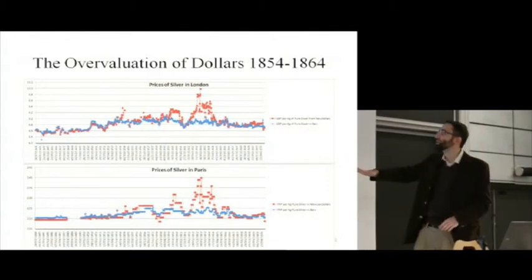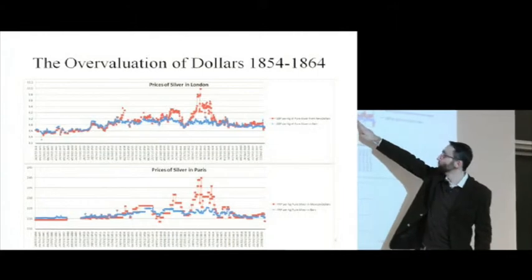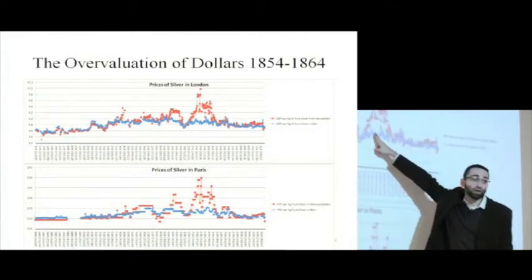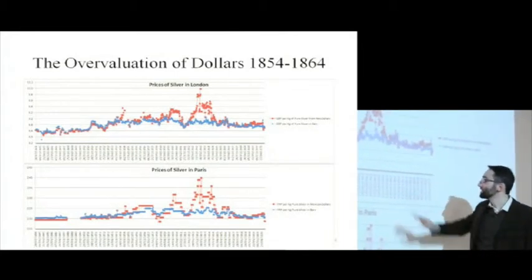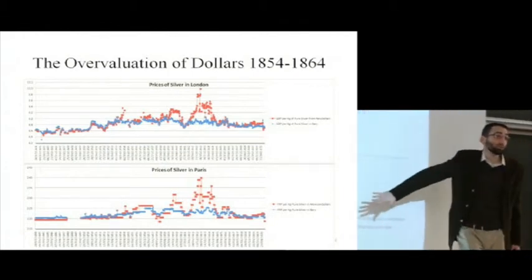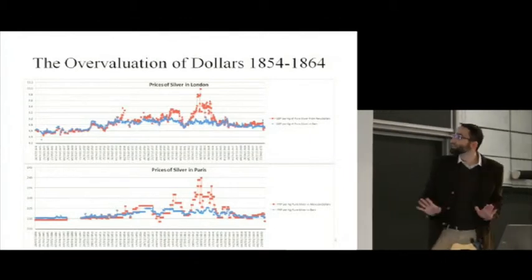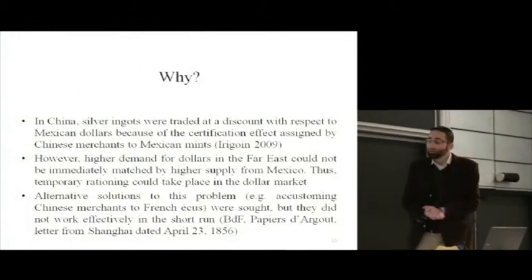And here is another picture. Here you see the price. The one in blue is the price of ingots, and the one in red is the price of the Mexican dollar. And you see that these are prices in London, these are prices in Paris, and you see they are very much consistent. So it is not something that is related to a single market. So there's something strange going on there. So why is this the case?